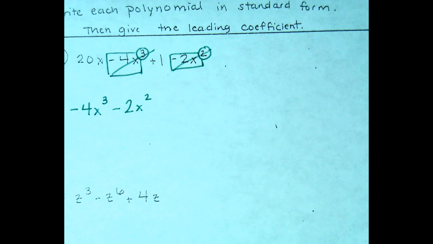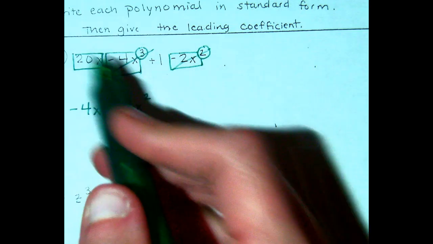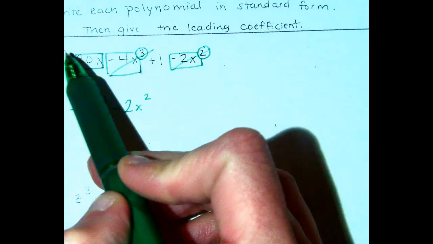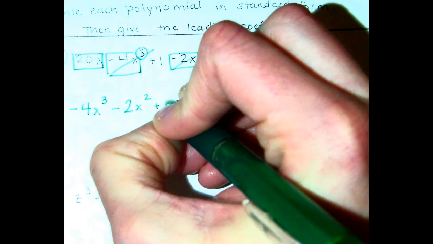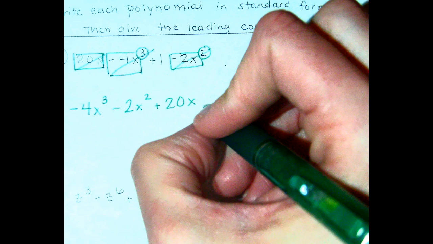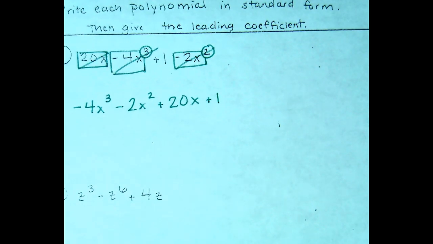Okay, what's the next highest exponent? Why has 20x got a higher exponent than just 1? That's a good guess. The bigger number, but it's not the bigger number. If you look at your chart, x has a degree of what? And just the number has a degree of, that's why this one's bigger. So plus 20x. And then the 1, just bring it down there. This is in standard form. Standard form just means it goes in order. If you have other variables, it goes in alphabetical order.